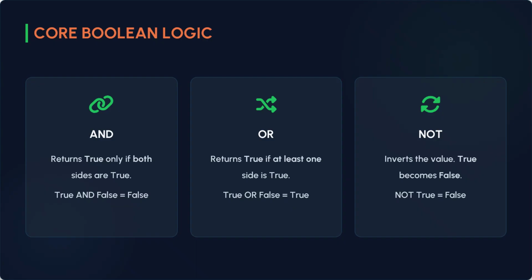The next one is the OR operator that returns true if at least one side is true. That means if any of the two conditions is true, irrespective of whether the other one is true or not, it will give the answer as true. And the third one is the NOT operator, which inverts the value. True becomes false and false becomes true.